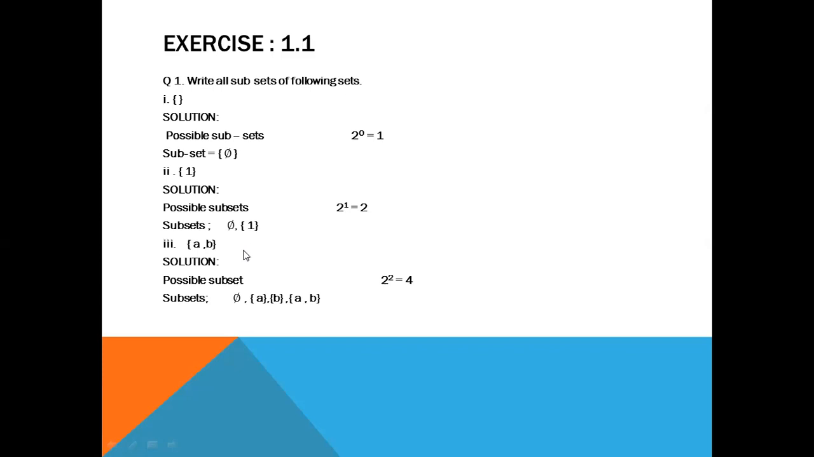Again, third part, there are two elements, a and b.